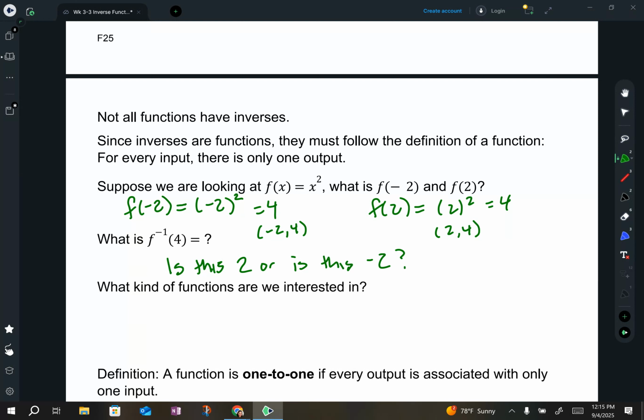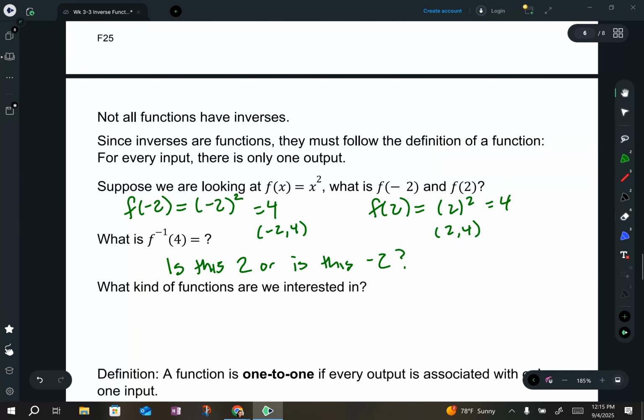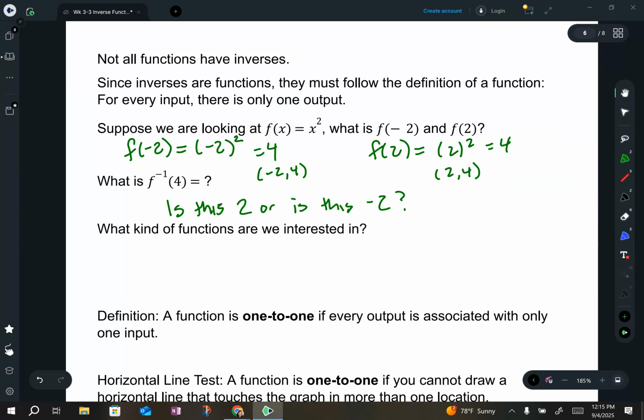So what kind of functions are we interested in? Well, we're interested in functions that are called one-to-one. And this means not only, like we need for the function definition, every input has exactly one output, but also we need every output to only have one input. So that's what I mean by one-to-one. There's one input for each output and one output for each input. Both of those things have to hold true to have an inverse function.